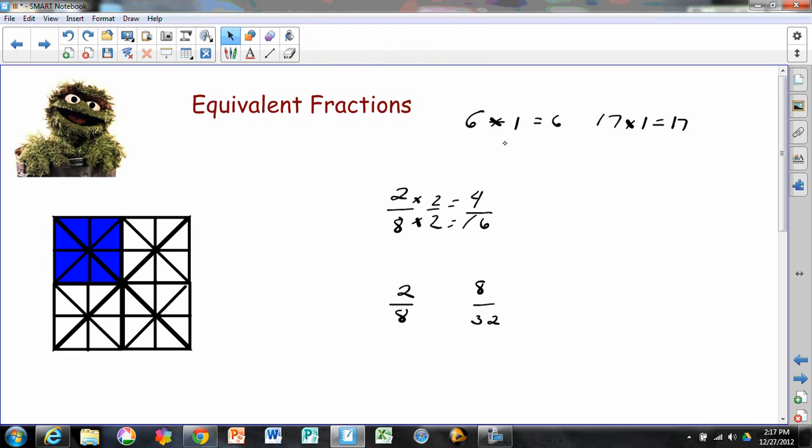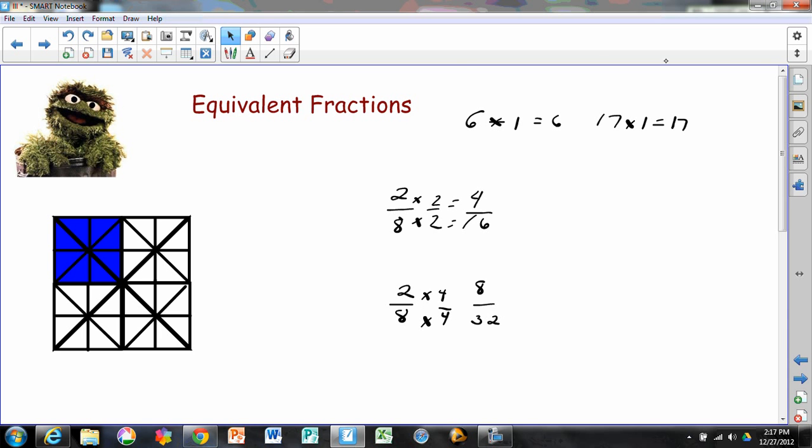And what was the equivalent of 1 that we multiplied 2/8 by? It was 4/4. Again, it means the same as 1. It doesn't change the value of 2/8. It just shows it in a different way. 2 times 4 is 8. 8 times 4 is 32.